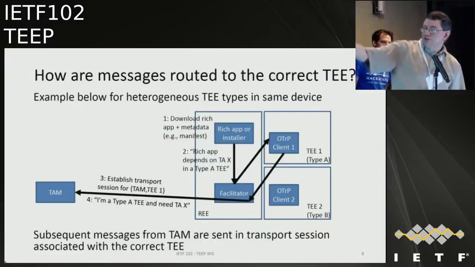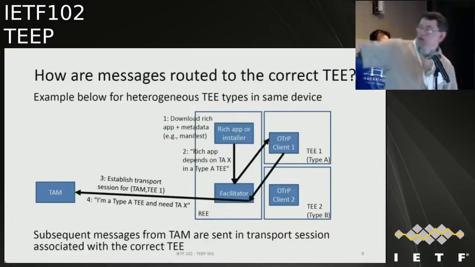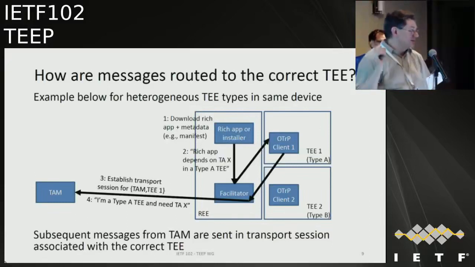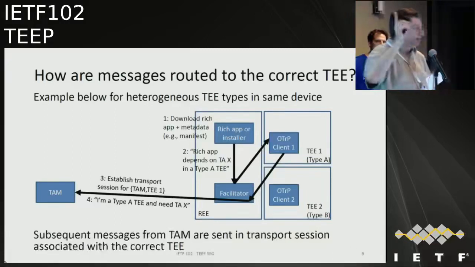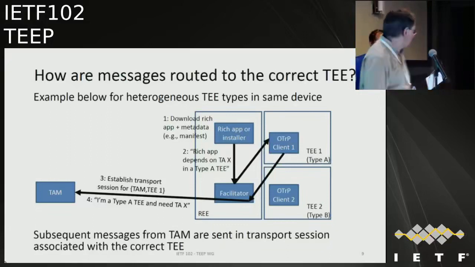The routing decision, if you will, is made at the time that the metadata is used and the facilitator starts to open up a connection on behalf of a particular OTRP client. And after that, the answer is easy. So this is my proposed answer to the open issue, using, again, the use case that was discussed last time by somebody else that says I have heterogeneous TEEs on the same device.